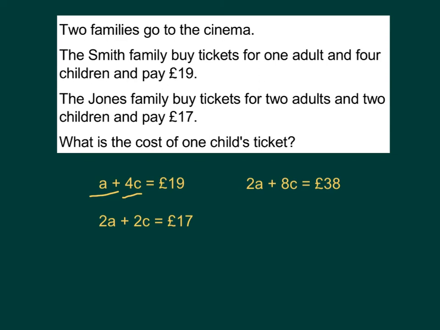Now, if I know that one adult ticket and 4 children's tickets cost £19, if I double that, I'll also know that 2 adult tickets and 8 children's tickets will be £38. Now, why would I need to do that?